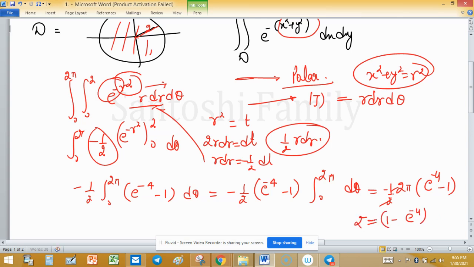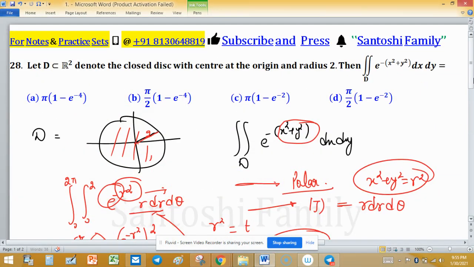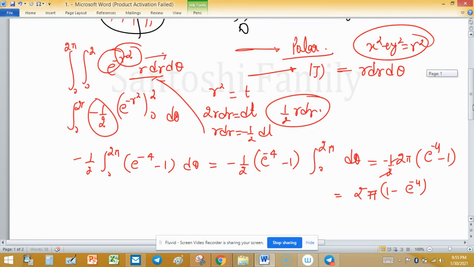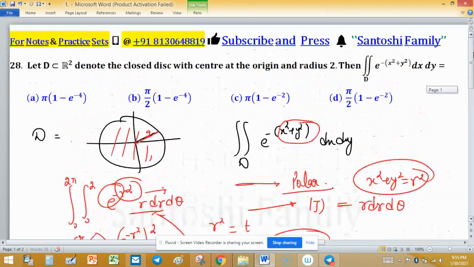So 2 pi you can take outside. So which option is giving this? Not 2 here because 2 cancels out. So pi times 1 minus e raised to the power minus 4, option A is right.